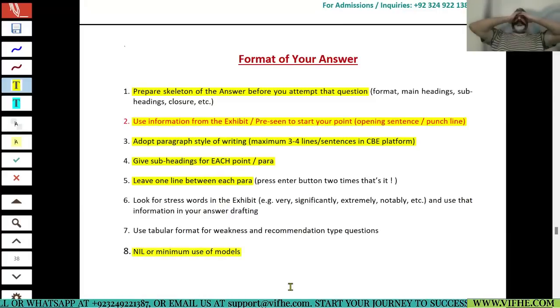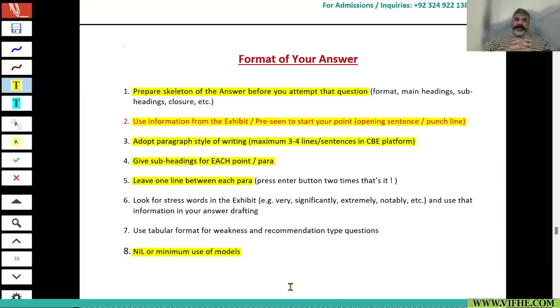And this last one is nil or minimum use of models. Some of the students, especially the theoretical students, deliberately try to use models as much as they can. No, avoid models as much as possible, right? Yes, there are certain topics which require models, like PESTEL, Porter, culture. But that said, don't try to use a model in each and every question. Only wherever it is absolutely necessary, there you will use a model. Otherwise, you will just give a logical, straightforward answer. All right.